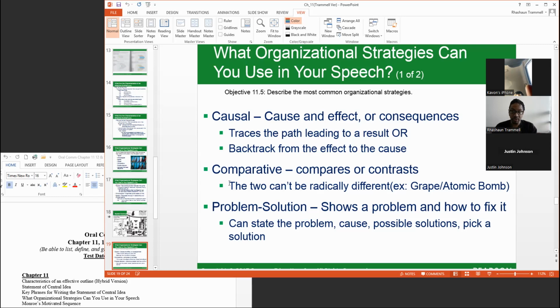So with a problem solution organizational strategy, it goes with stating the problem and maybe some of the causes of that problem, then going with possible solutions and picking the solution. Or it could be simpler, where it's, okay, these are the problems, and this is a solution. Or it could just go with, this is a problem, these are possible solutions. So I may not go into the cost. So anyway, there's a lot to pick and choose from.